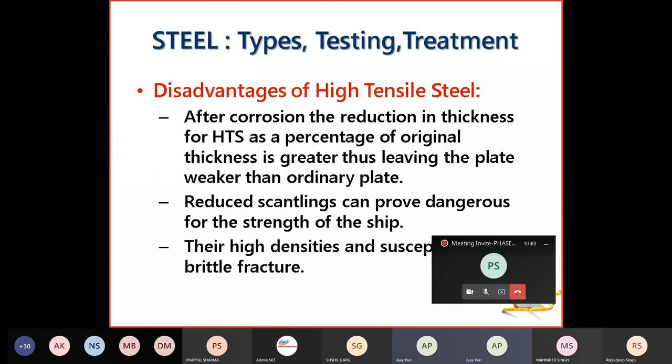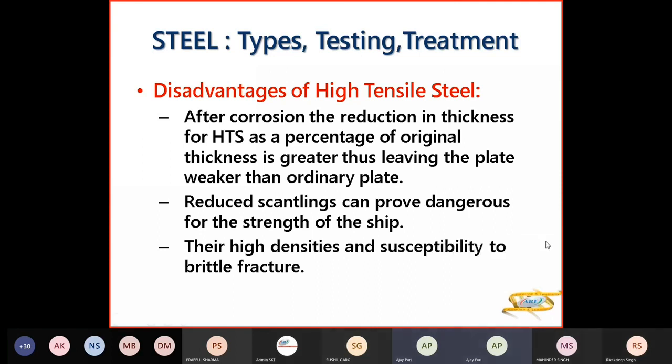In your exam, if you make a diagram like this, you can score more. So better to explain with diagrams, because it will impress your examiner and he's going to give you better marks. So after the corrosion, the reduction in thickness of HTS as a percent of original thickness is greater, thus leaving the plate weaker than the ordinary MS plate.